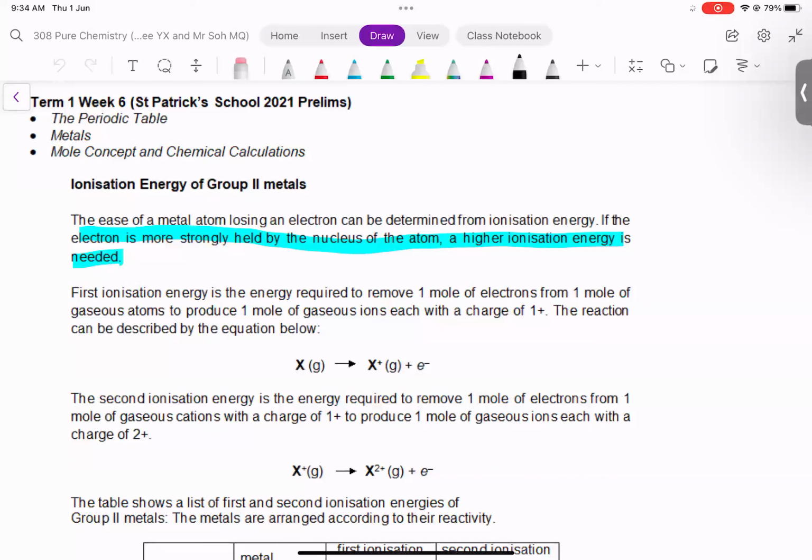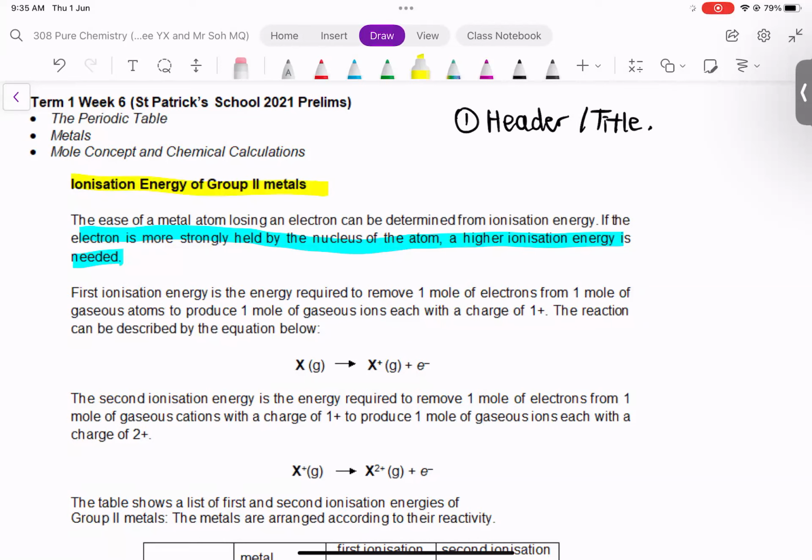Now, the first thing we have to take note of when annotating is always the header, or what you might call title. All right. Now, for pure chemistry, your database question in the O-levels will always have a header. Sometimes there can be even subheaders. Subheaders means for every section, there's a different header, right? So the header obviously is this: ionization energy of group 2 metals. That's the first header that you see. It's in bold.